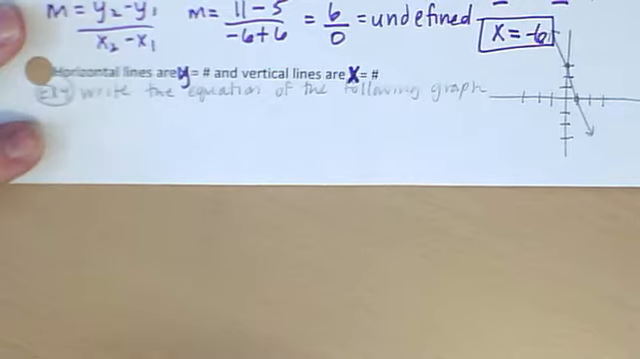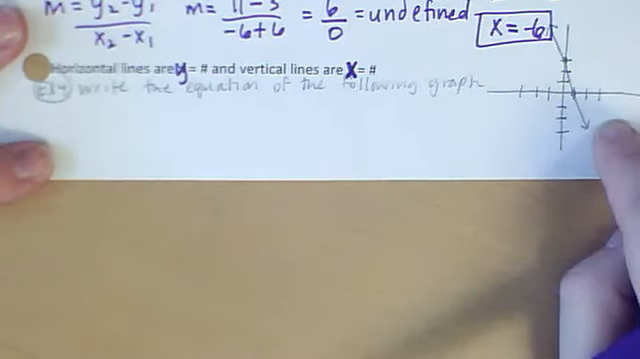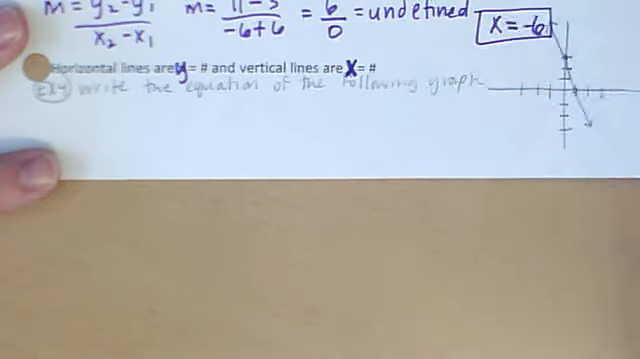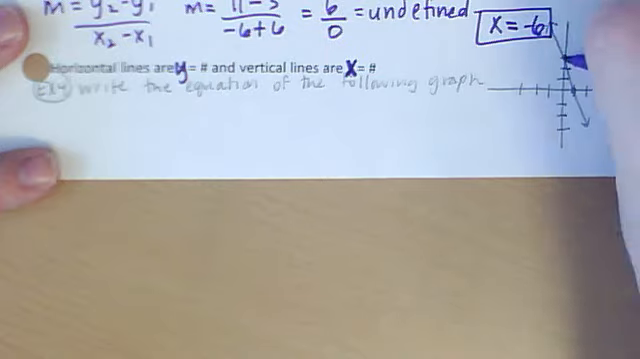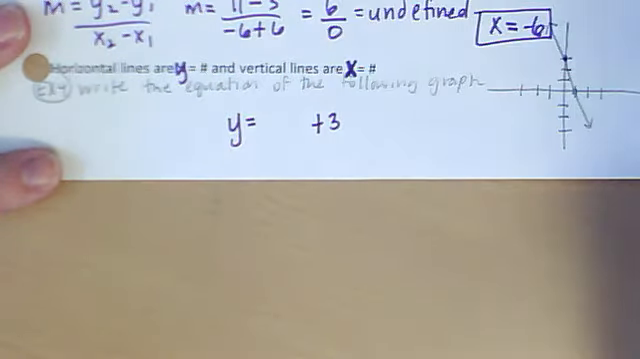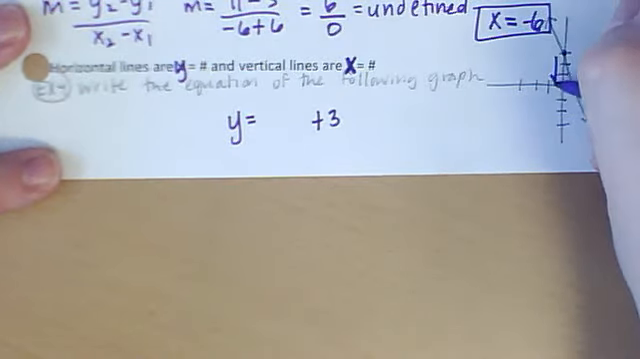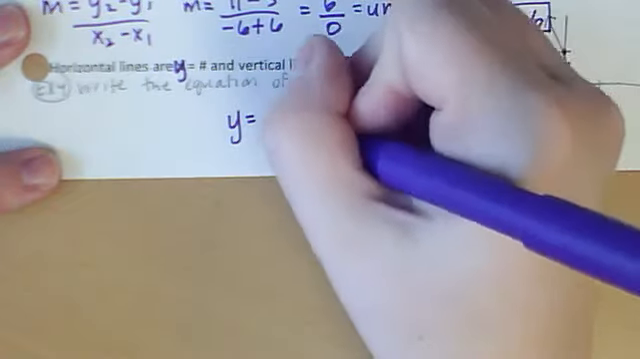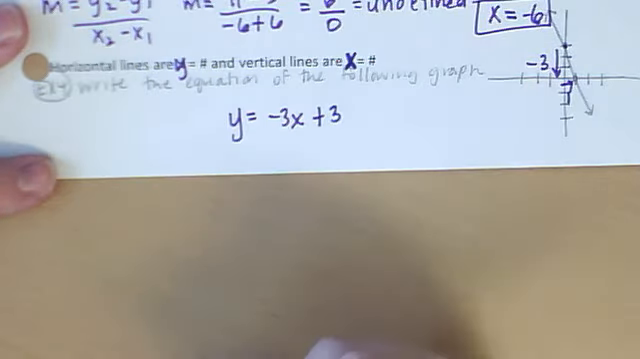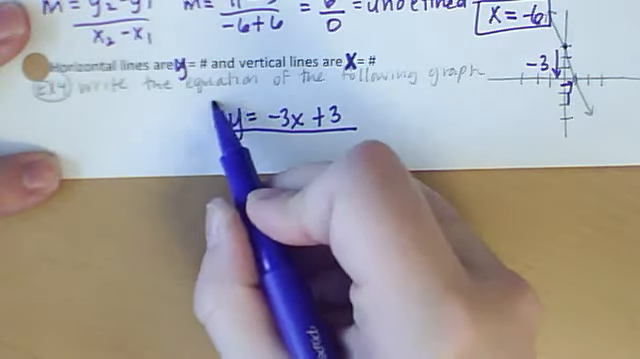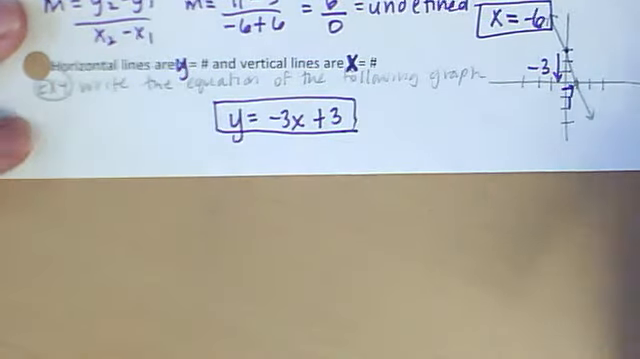Alright, and then the last example, I want to write the equation of this graph. In order to write the equation, I need the slope and the y-intercept. I can see both of those. The y-intercept is 3, so it's going to be plus 3. And then the slope, if I go from this point to this point, I go down 3, so that's negative, right 1. So my slope is negative 3x. So here is your equation. We went down 3 over 1, that's your slope, and then we started at 3.